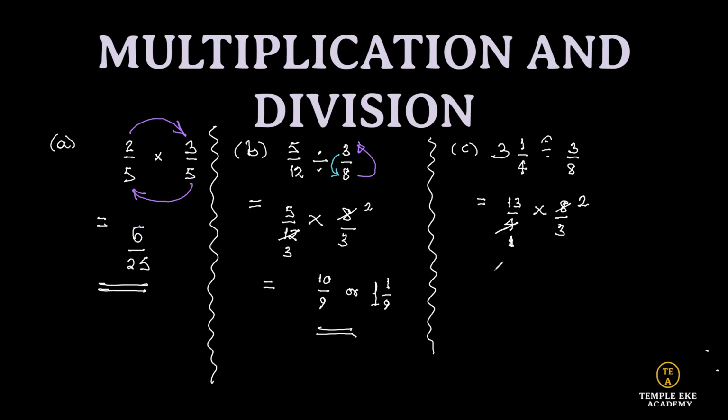And now this is going to give us 13 times 2, that's 26, over 3 times 1, that's 3, or the mixed form. 3 divides into 26, that's 8 times, 24, remaining 2 over 3. Our final answer. Very simple. That's beautiful. Okay, let's step it up into mixed operations now. Mixed operations, the next area.